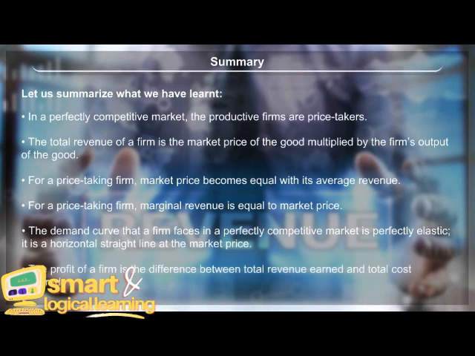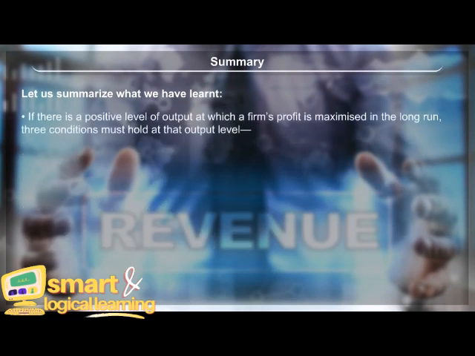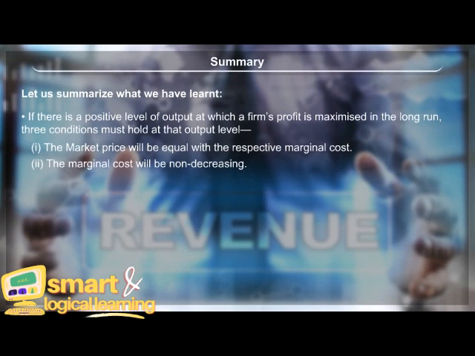The profit of a firm is the difference between total revenue earned and total cost incurred. If there is a positive level of output at which a firm's profit is maximized, in the long run, 3 conditions must hold at the output level. 1. The market price will be equal to the respective marginal cost. 2. The marginal cost will be non-decreasing. 3. The price will be exceeding the average cost.